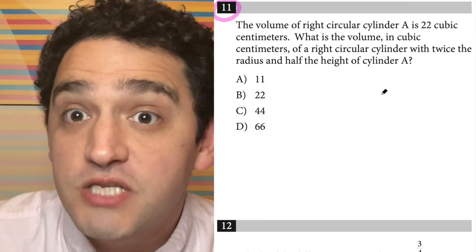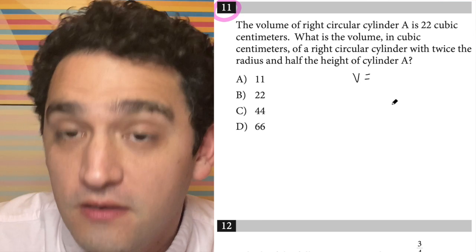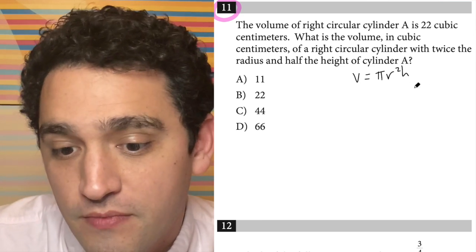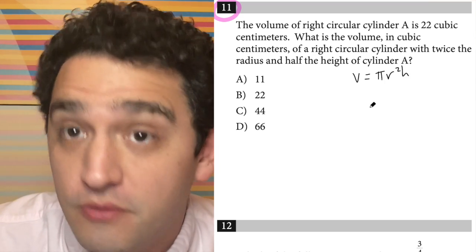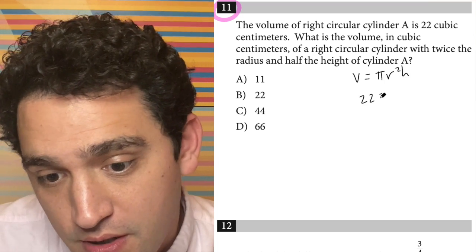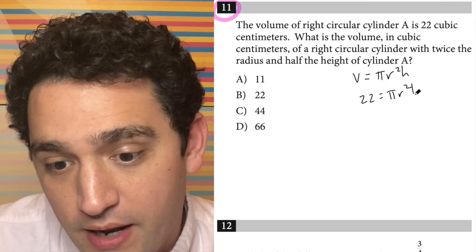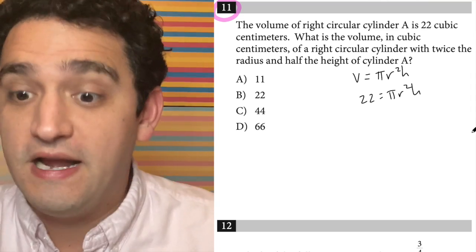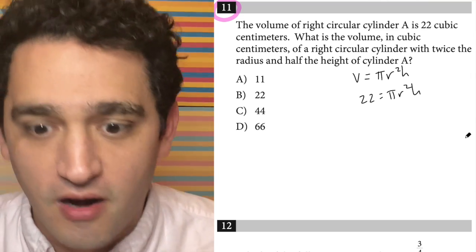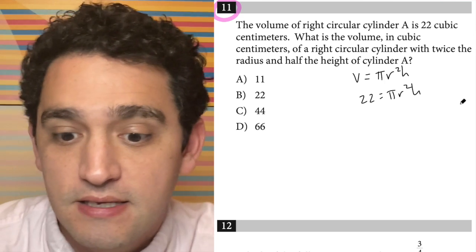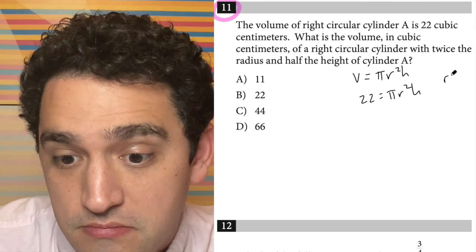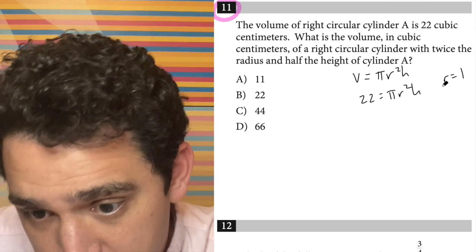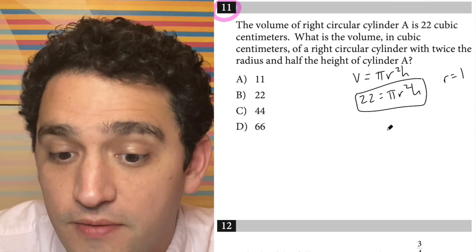So, it does require us to have that volume formula. Volume equals pi r squared h. And of course, we plug in 22 for the volume. So 22 equals pi r squared h. Now, we need to plug in our own values for radius or height and then solve from there. Let's just make up a radius. Let's say the radius here is 1. It's a radius of 1. Pretty simple. So we plug that in to here.